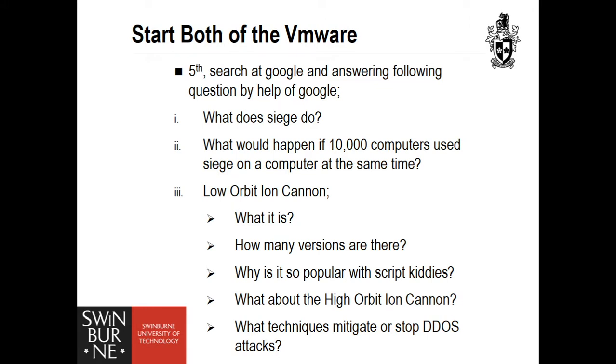Okay, the fifth one, you can search directly at Google and find out the answer following the question. So this is the question. We need to do some research. What is the purpose of the DDoS? What will happen if 10,000 computers are used at the same time? And then what is a Low Orbit Ion Cannon? And how many versions of it? And why is it so popular with script kiddies? And how about the High Orbit Ion Cannon, and what techniques mitigate or stop a DDoS attack?